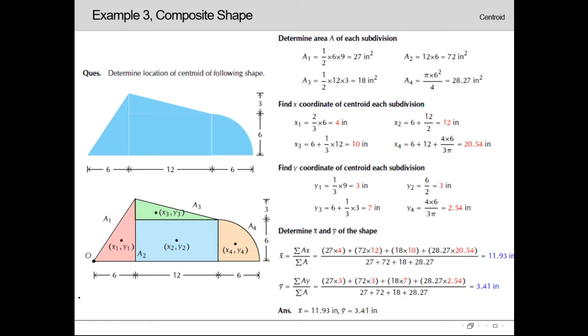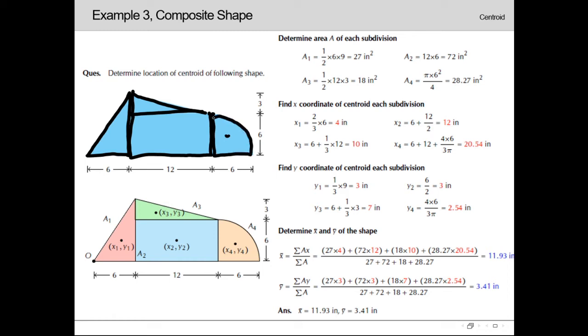Let's consider this triangle as segment 1, this right angle triangle as segment 2, this is segment 3, and this quarter circle over here is segment 4. Let's denote the numbers: segment 1, segment 2, segment 3, and segment 4.